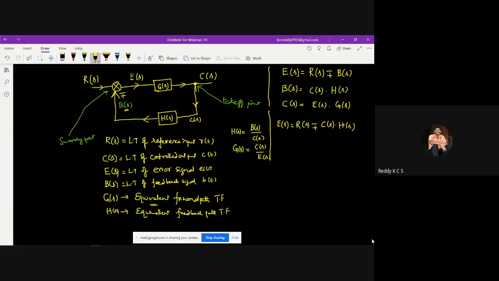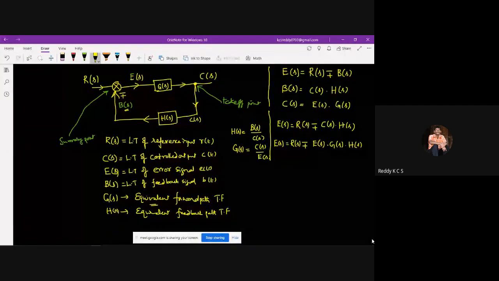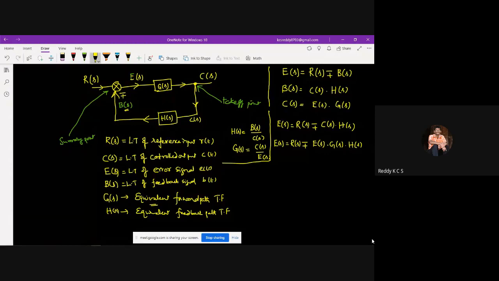That is, E of s is written as R of s minus R plus E of s into G of s, then into H of s. So this is the original E of s equation. I'll just rearrange the terms. Here E of s is there, and here also E of s is there. So I'll rearrange the terms.